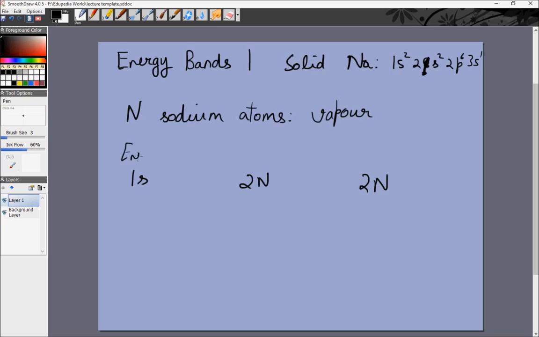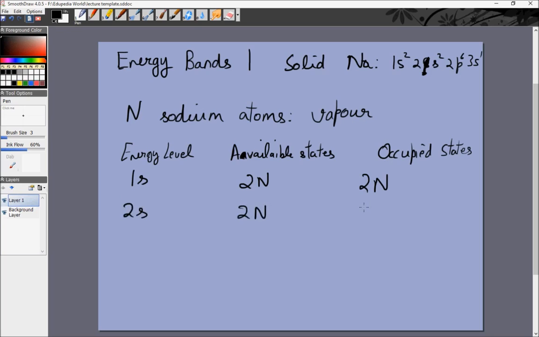This is the energy level. This is the number of available states. And this is the total number of occupied states. Since the 1s energy level can have a total of 2 electrons, when you have n sodium atoms, you have a total of 2n available states in the 1s energy level, and they are occupied by the 2n electrons. Similarly, the 2s energy level can have a total of 2n available states, and all of them will be occupied. The 2p energy level has a total of 6n energy states, because there are 6 electrons that can be in the 2p shell. The 2p, by the way, is n is equal to 2, l is equal to 1. We've seen that in Bohr's model. And all 6n of these are filled.